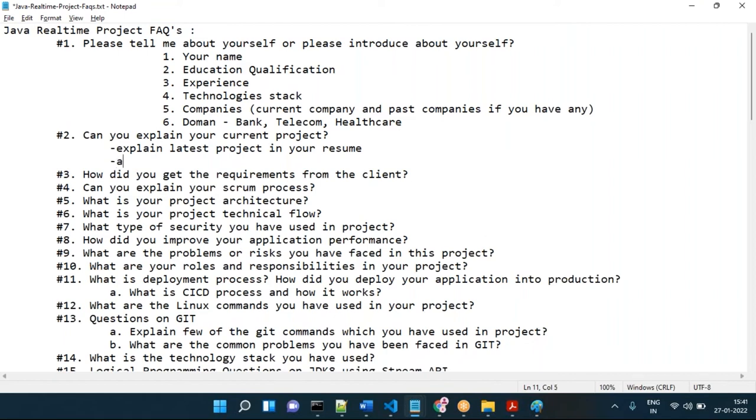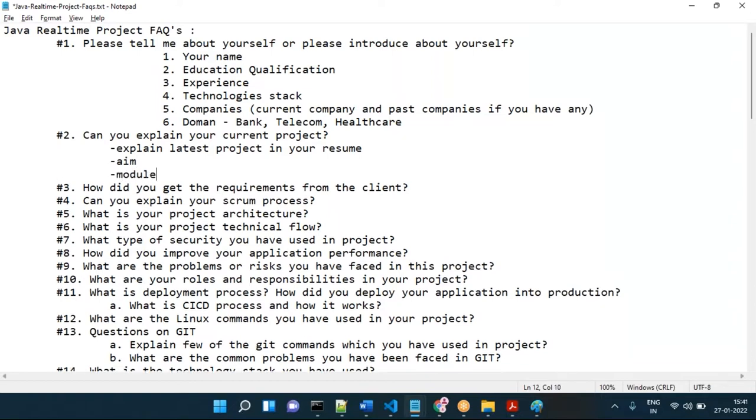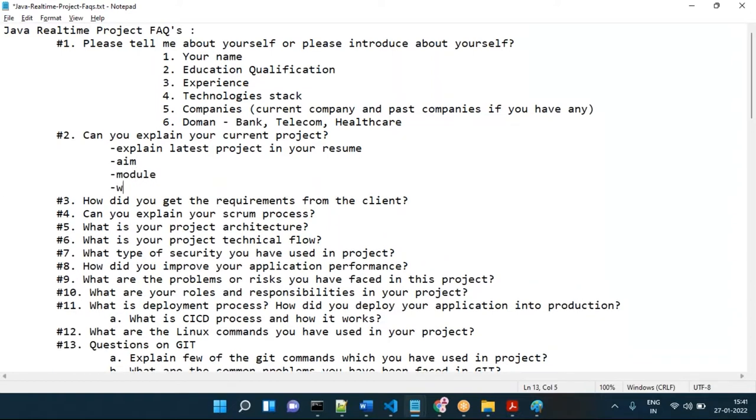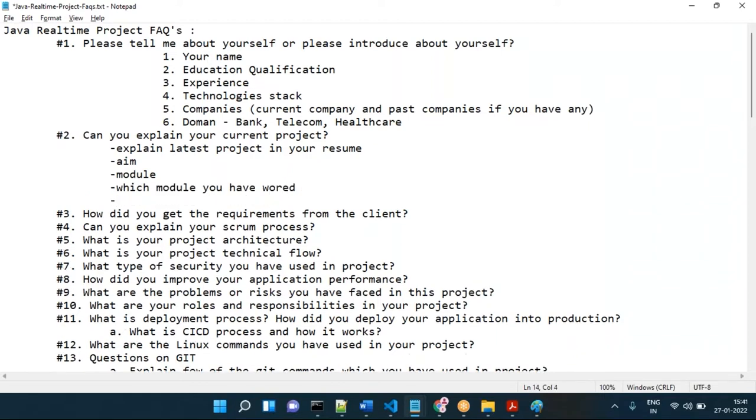Talk about the goal, aim, how many modules are there in this project, which module you worked on, and each module you worked on. You should explain how many components were needed to implement that module and how many REST APIs you developed. All these things you have to explain clearly.